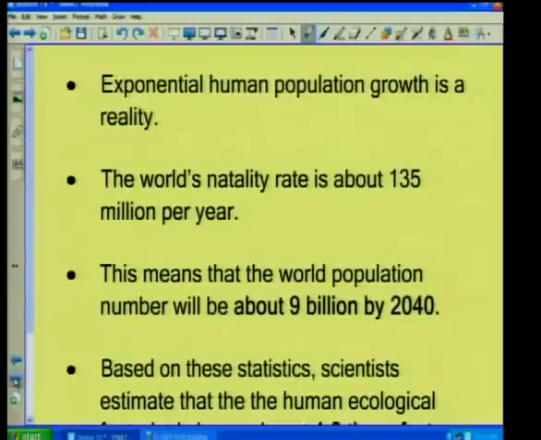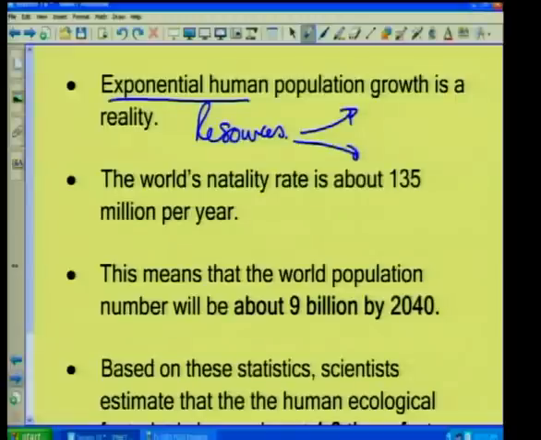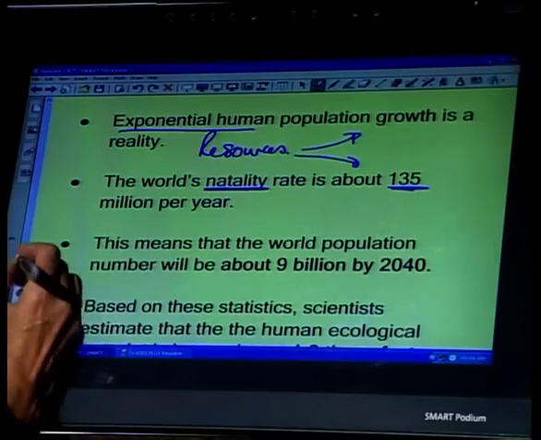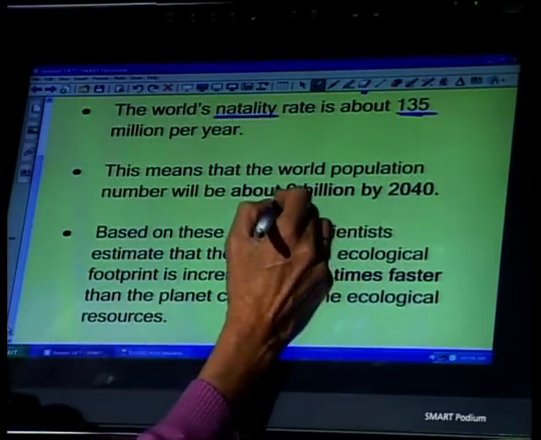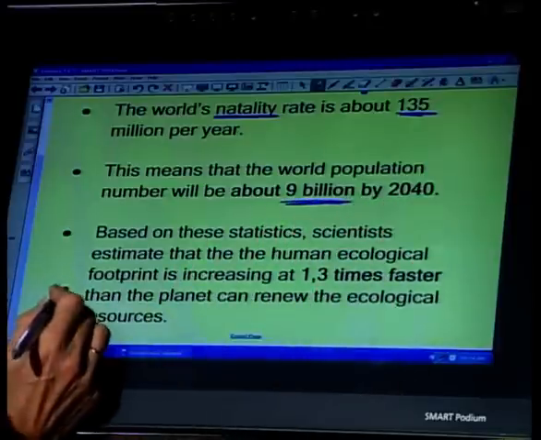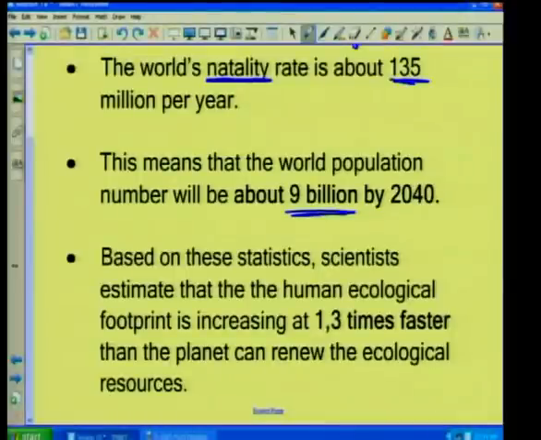Exponential human population growth is a reality, and this is a problem. We are basically pushing all the animals and all the resources on the planet out. Why? Because we need to make place for humans. The world's natality rate, which is birth rate, is about 135 million per year. So 135 million new babies are born every year. This means that the world population will be about 9 billion by 2040, which we've said already. Based on these statistics, scientists estimate that the human ecological footprint is increasing 1.3 times faster than our resources.